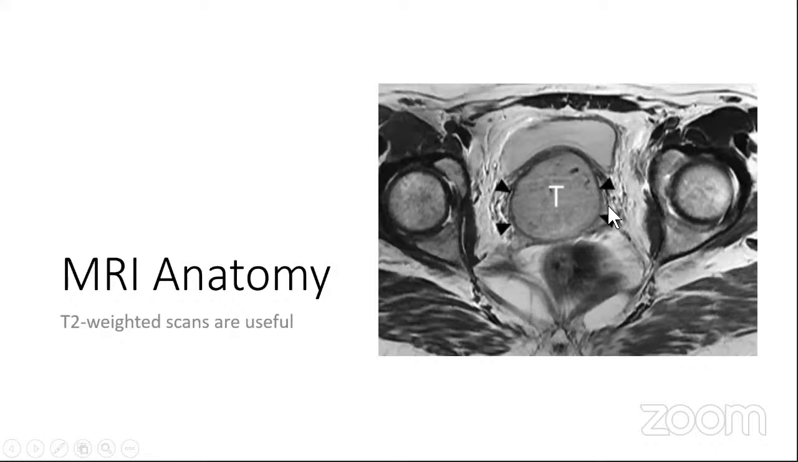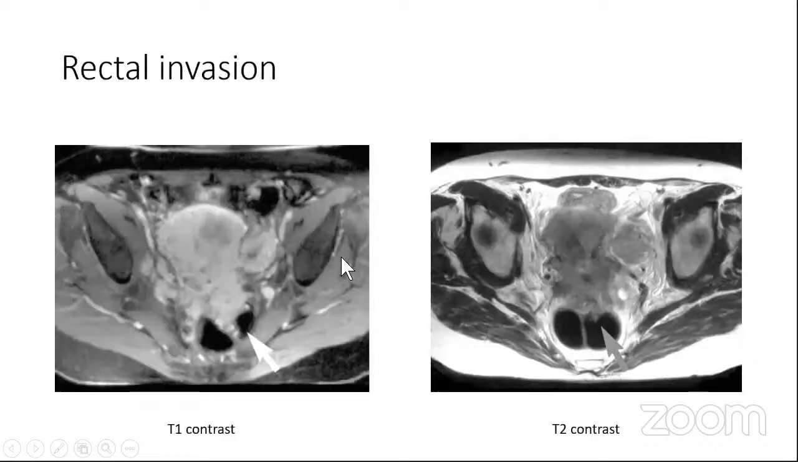Of course, parametrial invasion can also be assessed from clinical examination, but early parametrial invasion is very well noticed in a T2 weighted MRI image. Some more invasions that can be recognized in MRI images: this is, of course, a large tumor that has invaded into the rectum. As you can see in the highlighted components, this is a T1 contrast and this is a T2 contrast. The T1 contrast itself shows up the disease that is going into the rectum. In a T2 contrast, the edges appear clearer.